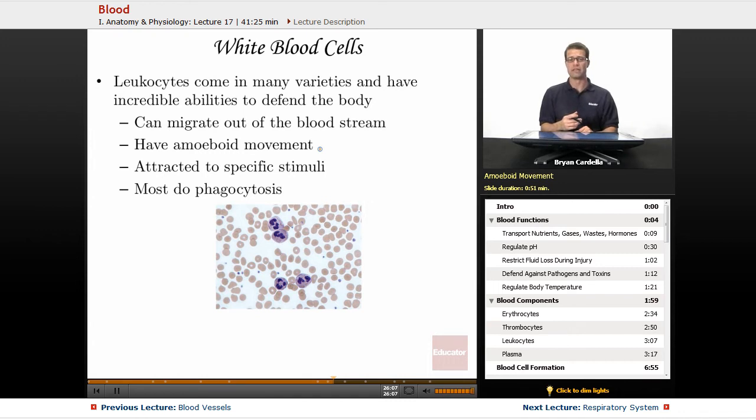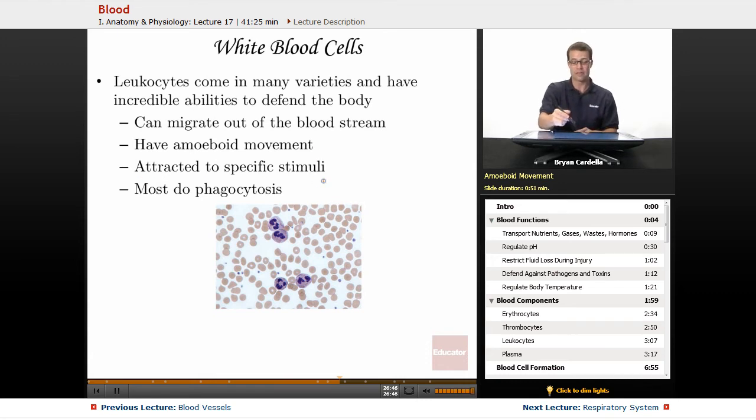They have amoeboid movement. If you've taken biology, amoebas have the ability to manipulate the shape of their plasma membrane and make what are called pseudopodia, which look like fake feet extending out. That's done by manipulating the cytoskeleton. When they move their microfilaments, those protein strands, they pull and let go on parts of the plasma membrane, and that allows them to wrap around and swallow foreign invaders. It also aids in their ability to squeeze out of blood vessels by narrowing themselves.